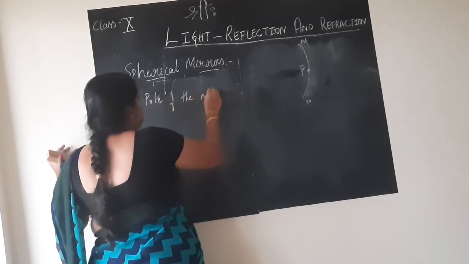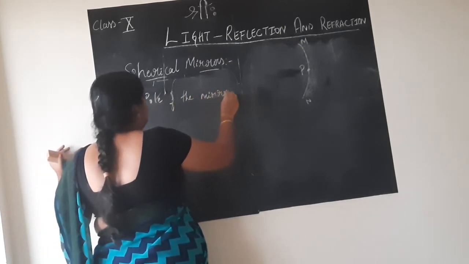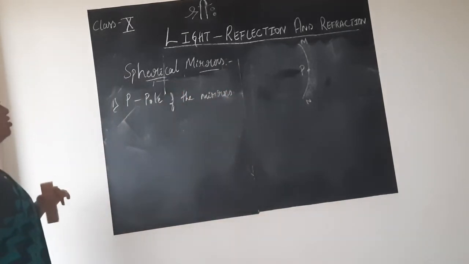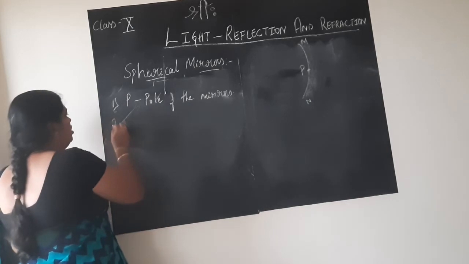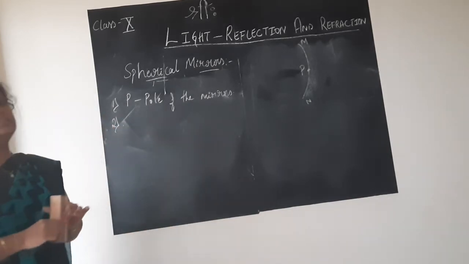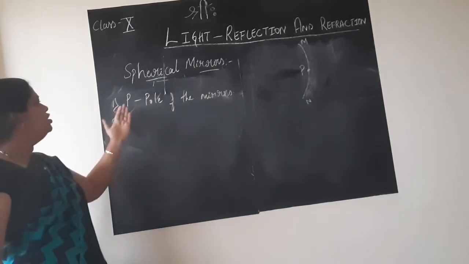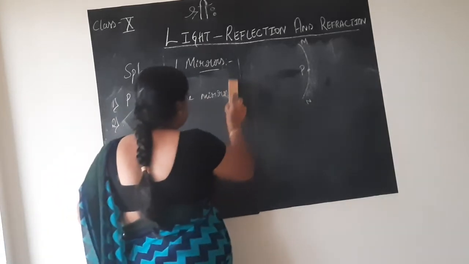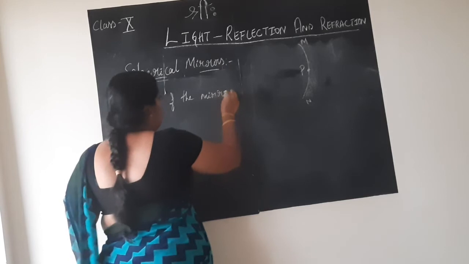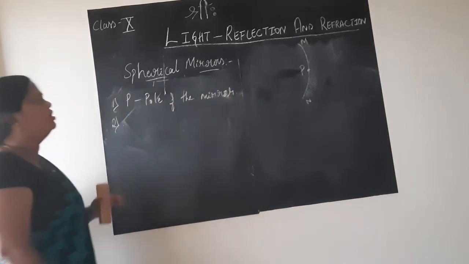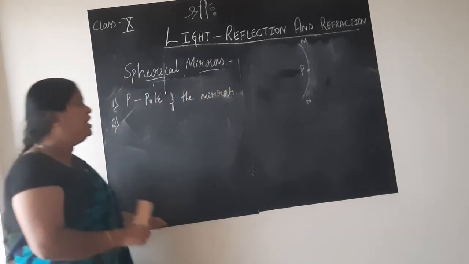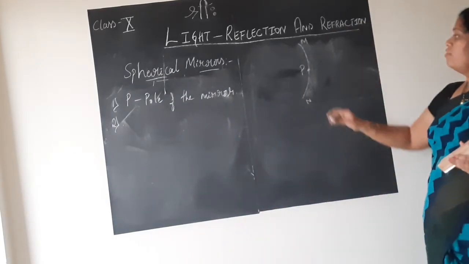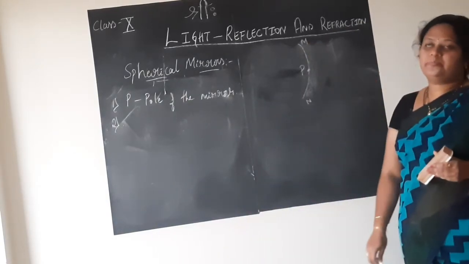These terms are very, very important. Individual definitions will also be asked sometimes, or in the form of formulas. You have numericals in this lesson which are very important, children. So P is called the pole of the mirror. What is the pole? It is the center of this curvature.